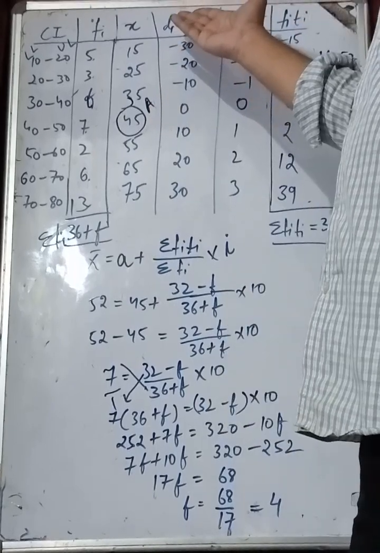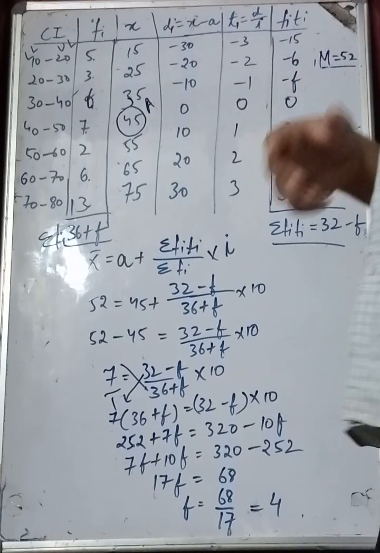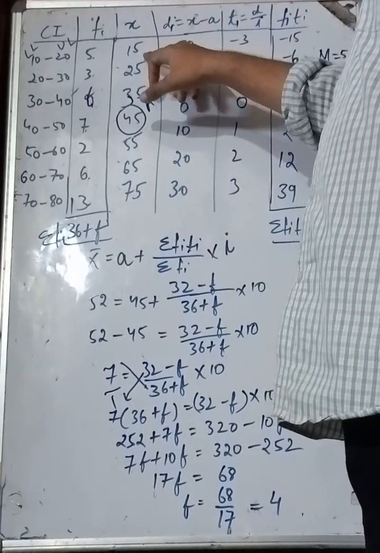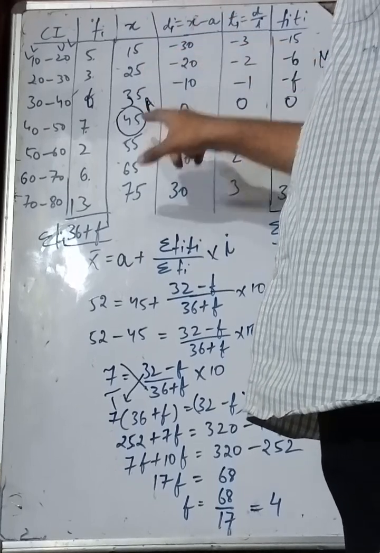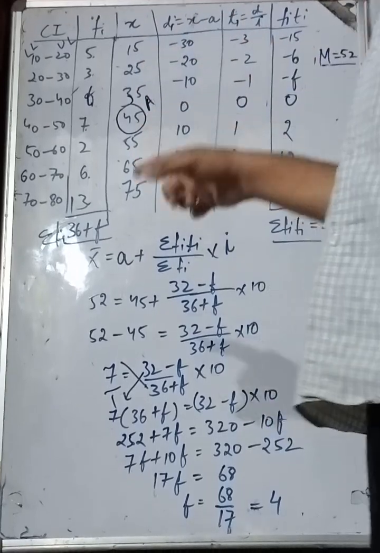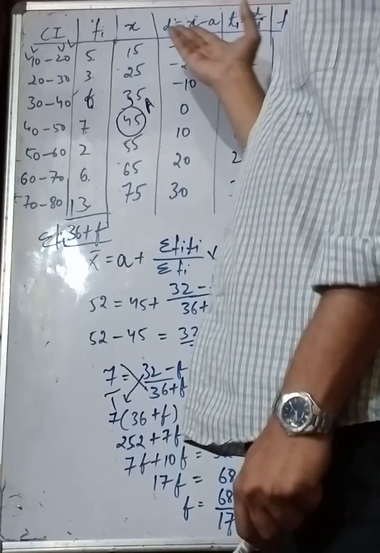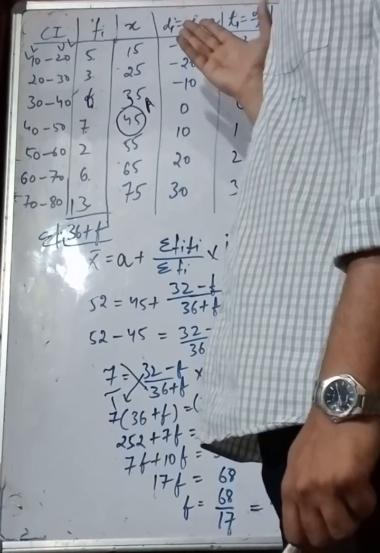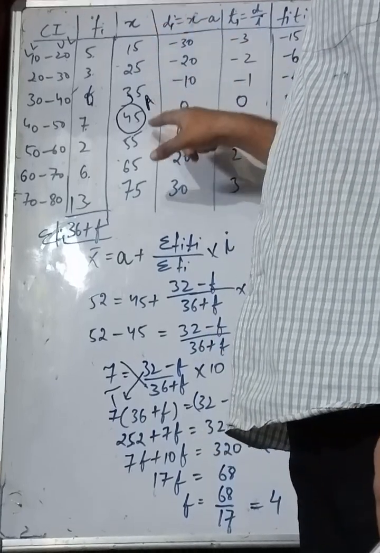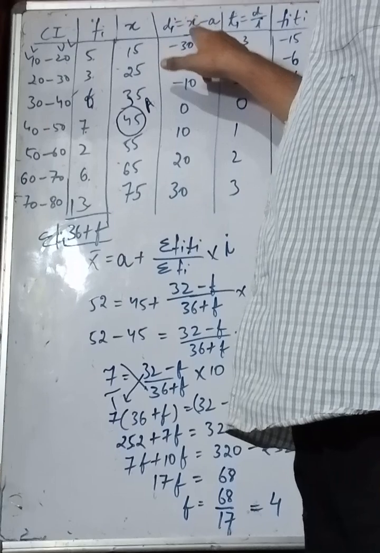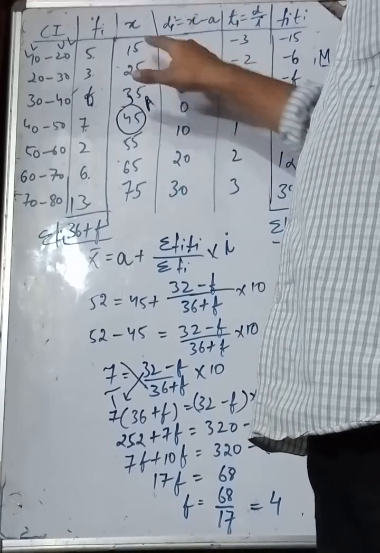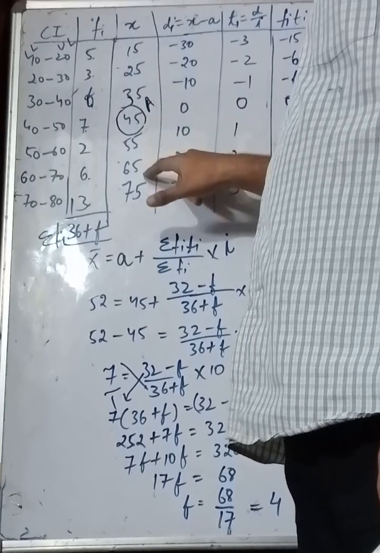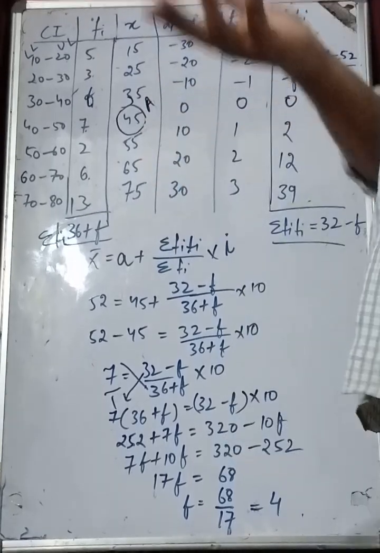Now we need to find di, and what is di? di is equal to x minus a. What is x? Here x is 15, and a was 45, which we had assumed. We just need to subtract to find the difference: 15 minus 45, because di is x minus a. This is how we can find it.